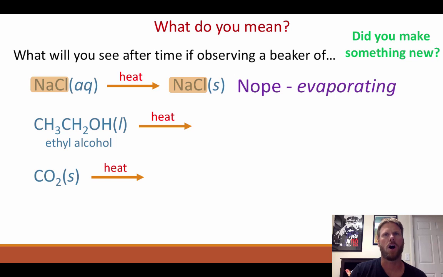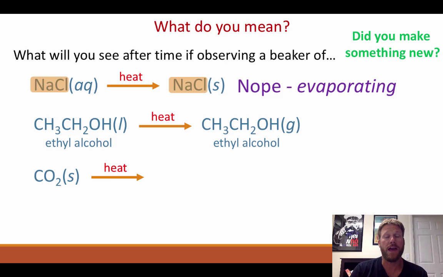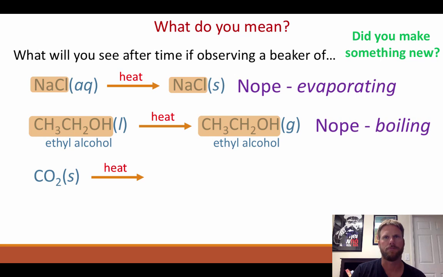How about the ethyl alcohol? Did you make something new? Well, if you heat up the ethyl alcohol, all you're going to do is end up boiling the ethyl alcohol. You would start with ethyl alcohol in the liquid phase and end with ethyl alcohol in the gas phase. So you might think, hey, I got a new phase. But no. The substance that is produced in the process must have a different formula than what you started with. But you started with the alcohol and you ended with the alcohol. So you didn't make anything new. All you did was boil it.